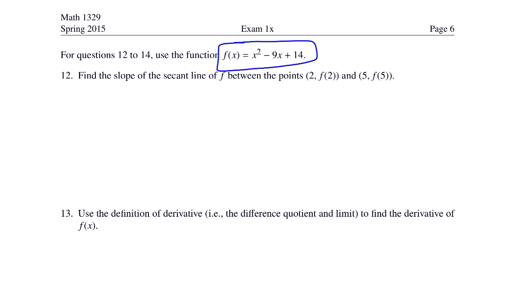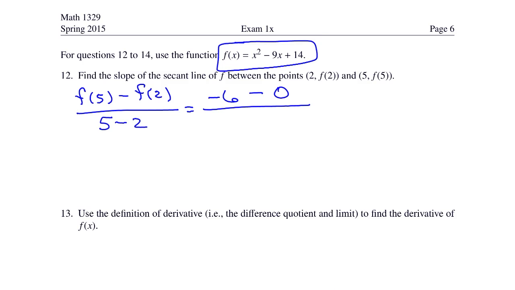Question 12. Find the slope of the secant line of f between the points 2 and f of 2 and 5 and f of 5. So that's just the slope. So it's going to be f of 5 minus f of 2 over 5 minus 2. Using the function, we would get f of 5 is equal to negative 6, and then f of 2 is equal to 0, divide by 3, and that's going to give you negative 2.